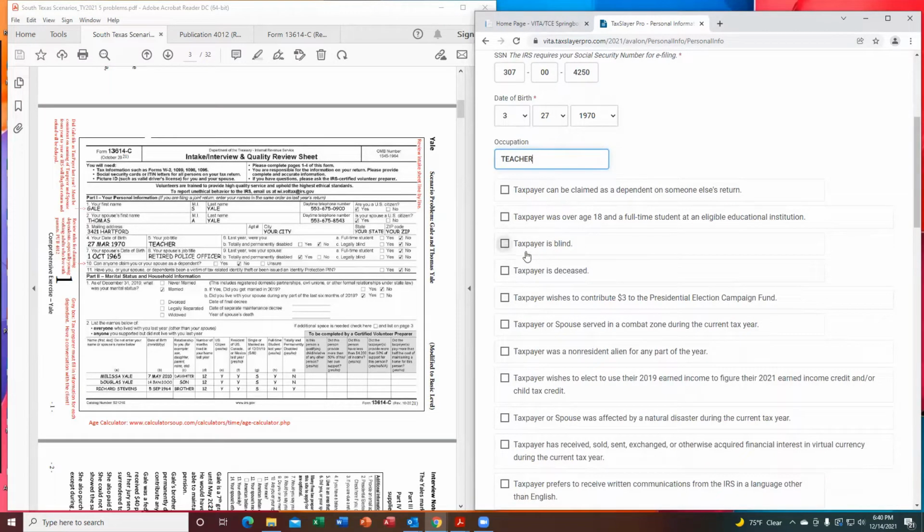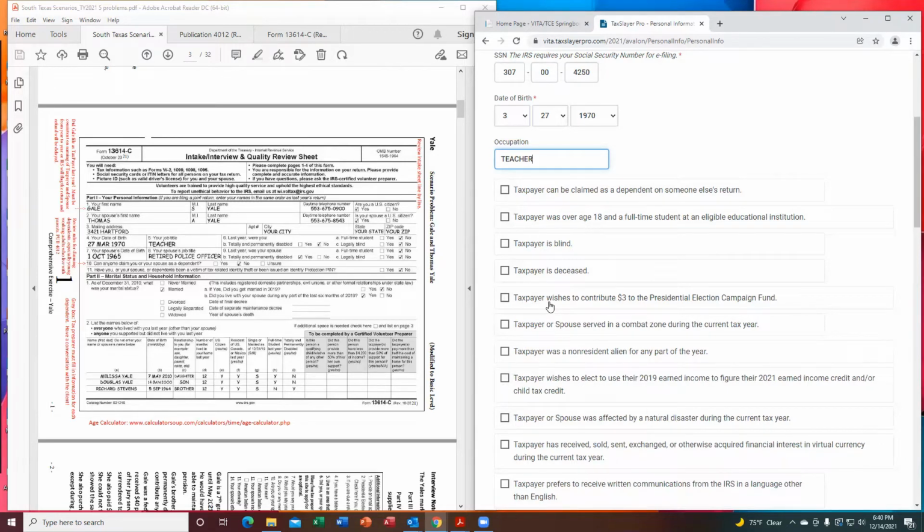So here you have some information. As far as the client being disabled or blind, or if there were full-time students, the information is no. As long as none of these are yeses, we leave them as blank boxes. If we had anything to say yes to or confirm, of course, we would check the boxes.